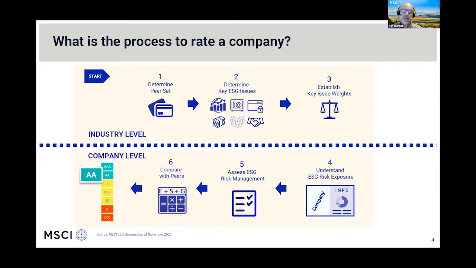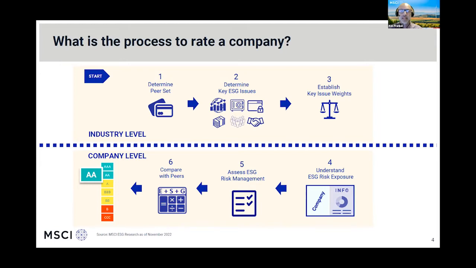There are 35 key issues overall in the ESG ratings methodology, but companies are only assessed on a selection of issues that have the potential to result in a financial impact. For instance, a software company may have high exposure to privacy and data security and human capital development, while a gas utility company may have high exposure to carbon emissions and health and safety. The selections always include at least one issue from each of the environment, social, and governance pillars.